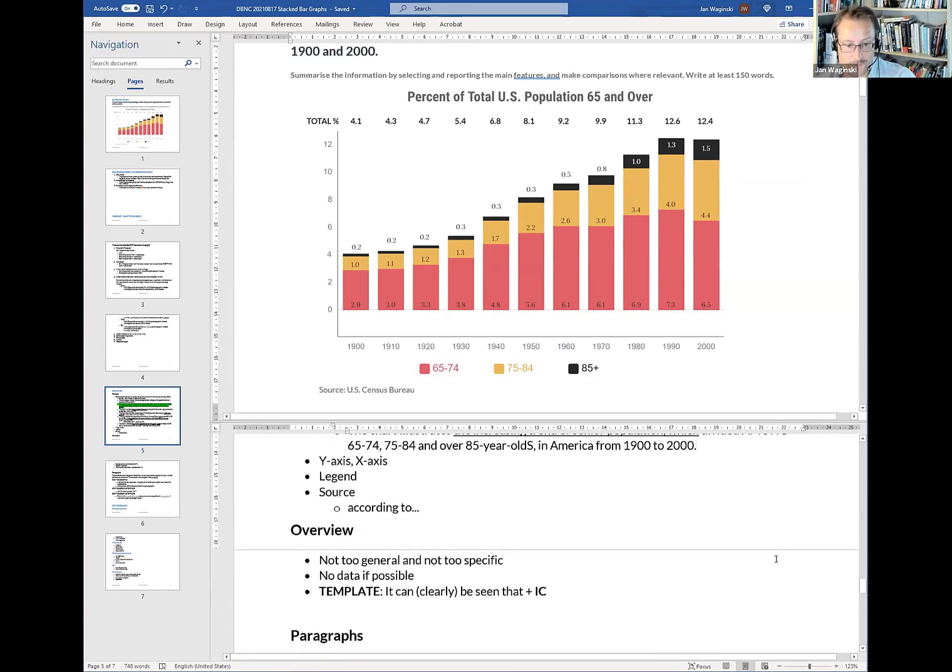Next step, we need our general overview. So that's going to be the next sentence. What do we want to tell the reader is the big pattern that this graph reveals?